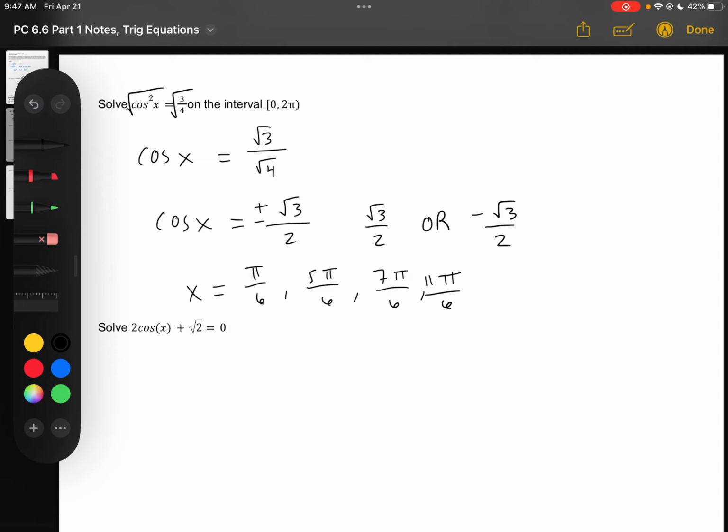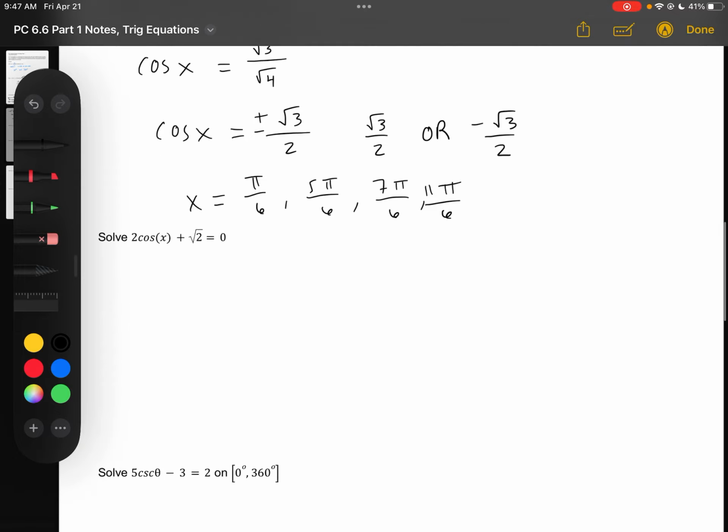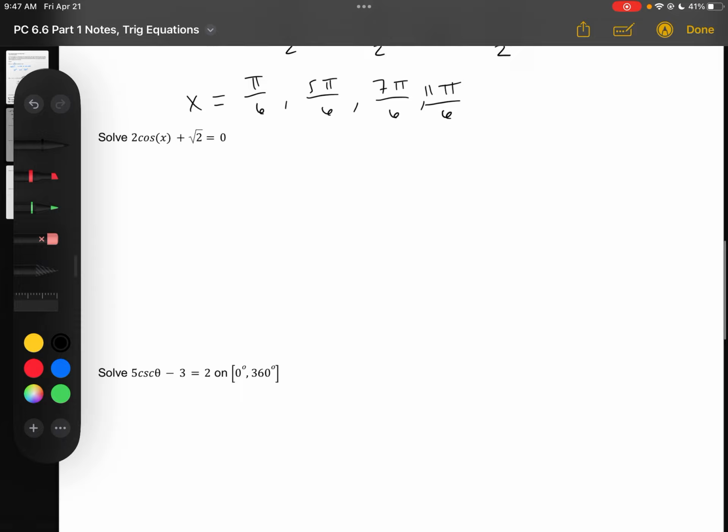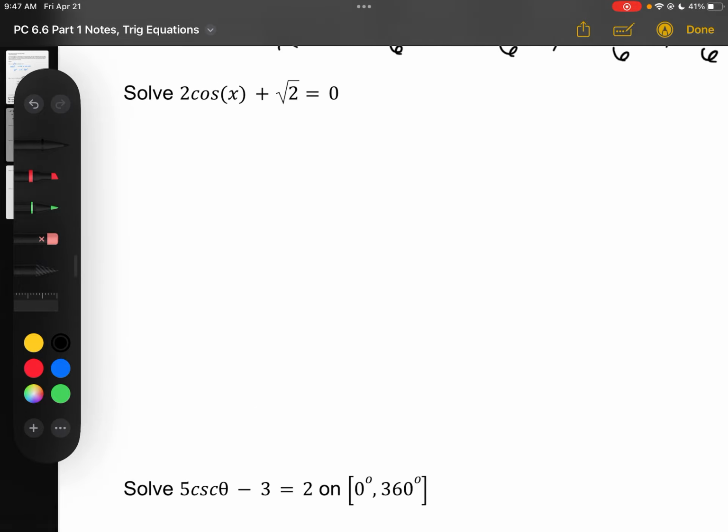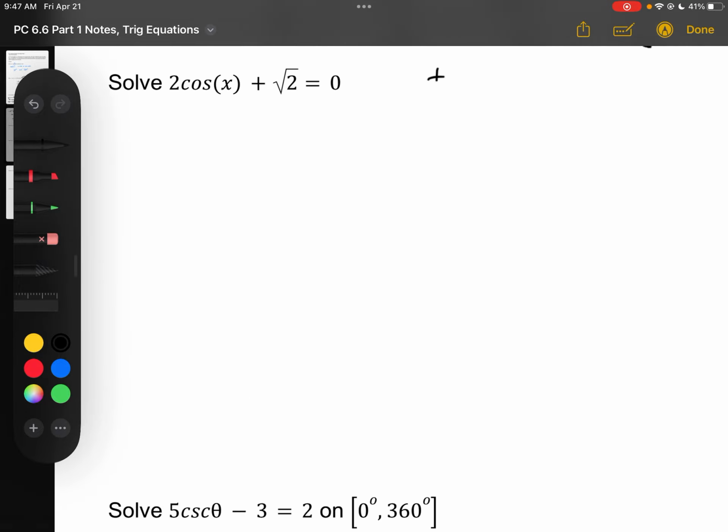For the second question here, this is where it gets slightly more complicated for us because we are not given an interval. So if we're looking for 2 cosine x plus root 2 equals 0, it does not say an interval, and if it does not give an interval, we have to solve for the infinite rotations. So we have to be ready for any number of times that we go around the unit circle.